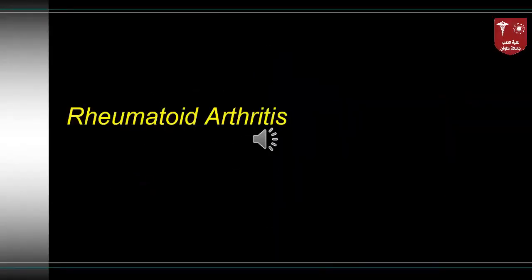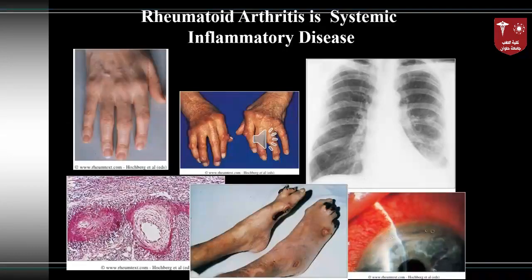We have chosen 2 examples to apply the previous knowledge. I've chosen rheumatoid arthritis as an example of chronic polyarthritis. As we all see, rheumatoid arthritis is not merely a joint disease. It is an affection of many organs rather than a joint. The lung is affected, the eyes are affected, the blood vessels are affected. So it is a systemic inflammatory disease rather than a joint disease.